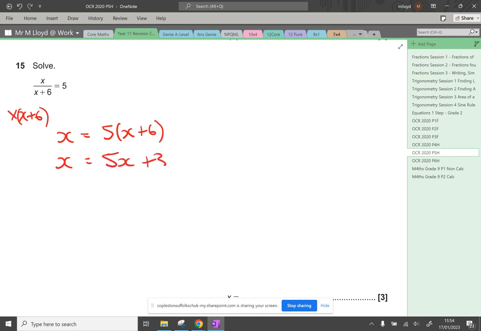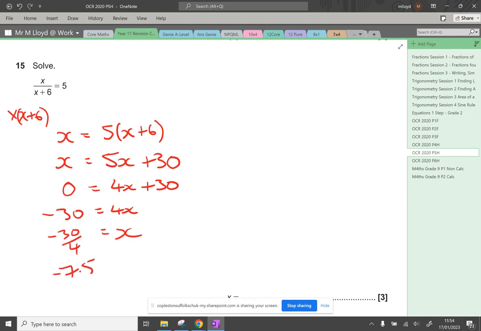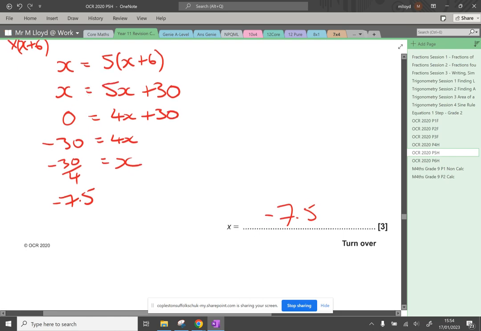So 5x plus 30. I'm going to subtract x from both sides. Gives me 0 equals 4x plus 30. Then subtract the 30. So I have 4x on its own. And then x equals negative 30 over 4, which is negative 7.5. Negative 7.5. Okay, make sure you do that step by step.